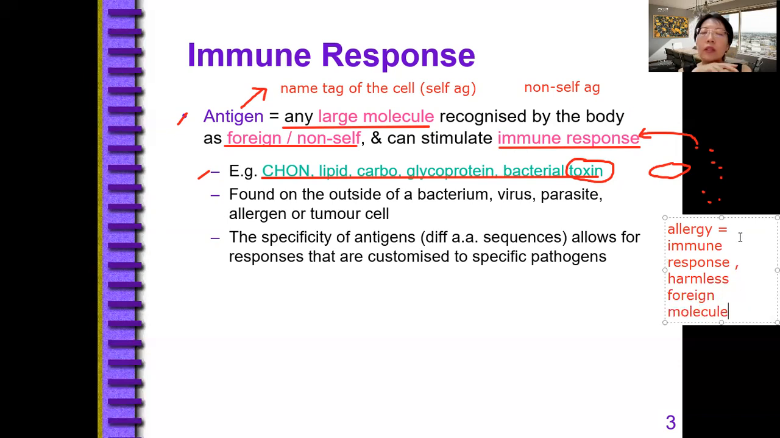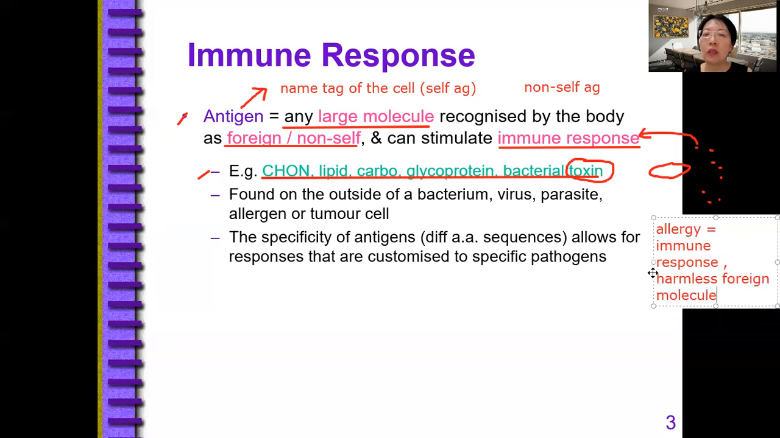So because it's foreign, it's considered as non-self antigen. So that's why we launch an immune response against it, and that immune response is considered as allergy. Okay, allergy. That's why there's inflammation in the part that's allergic. You feel hot because more blood flows to that area.